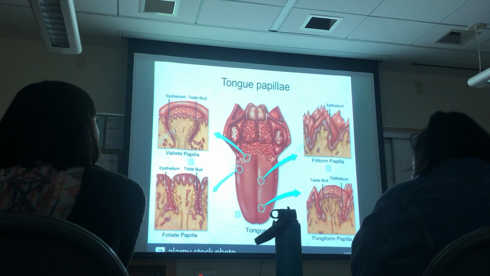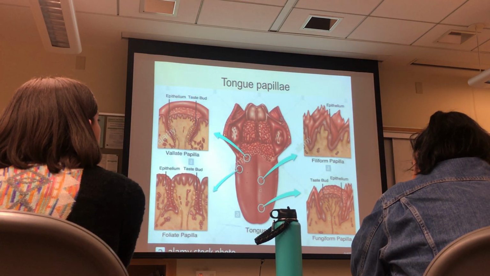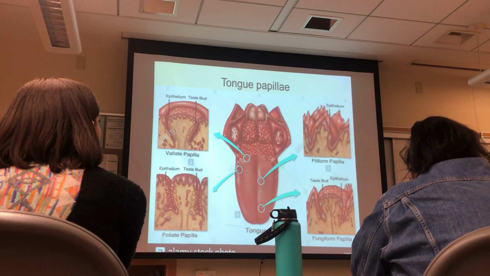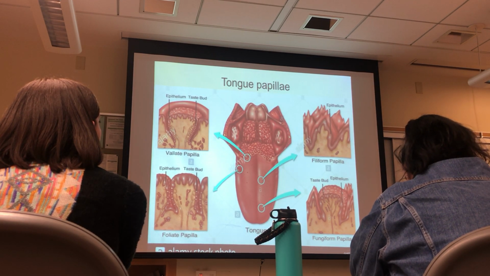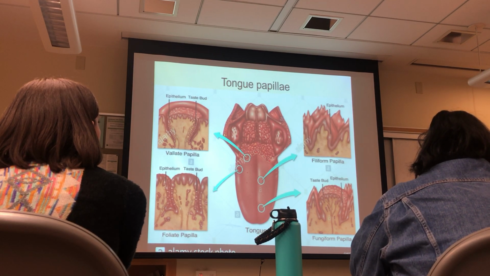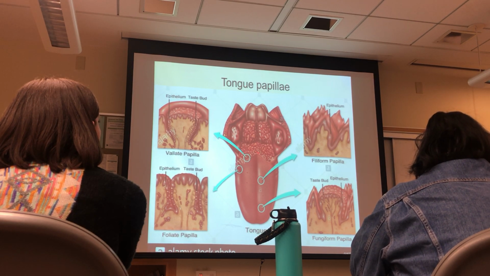Fungiform and foliate, which do have taste buds. Okay, and then the last kind of taste bud that's in the list in your outline is called valate or circumvallate. These are only located in the very back portion. So these guys right here are valate or circumvallate.